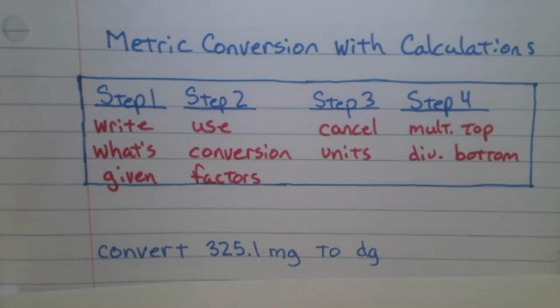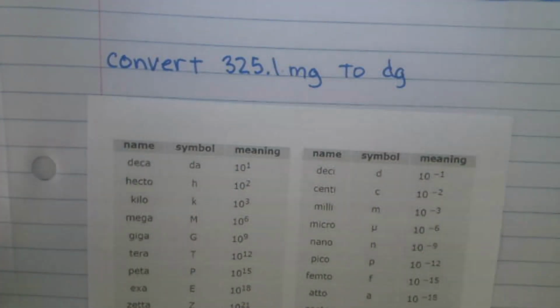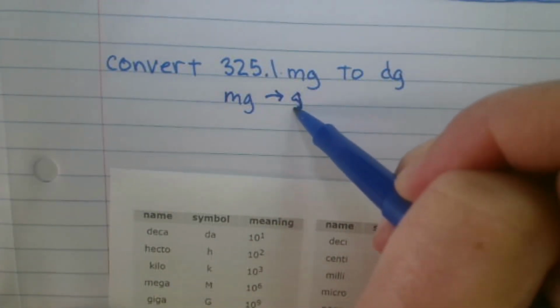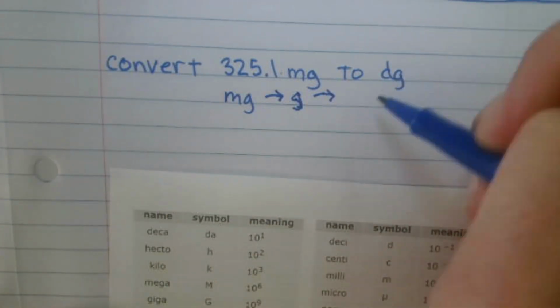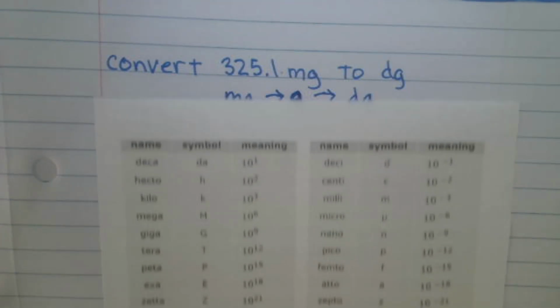And the first thing we need to do is determine the conversion factors. We go from milli. So our strategy is to go from milligrams to grams to decigrams. So we find our conversion factor.